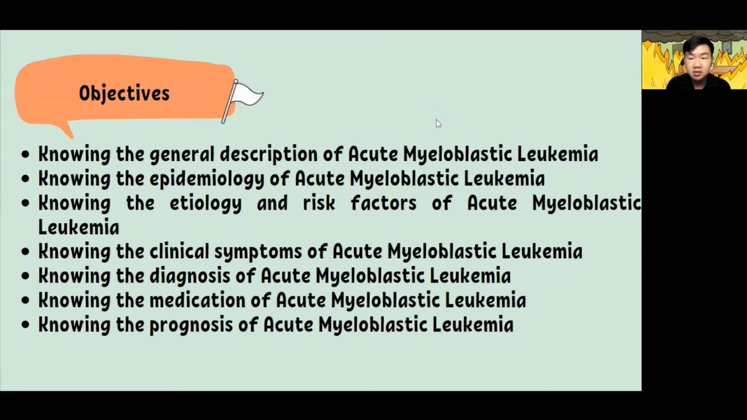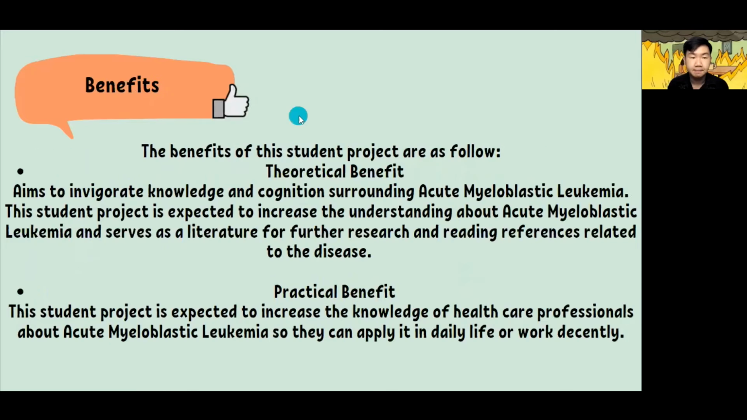The next one is our objectives. The first one is knowing the general description of AML, knowing the epidemiology of AML, knowing the etiology and risk factors of AML, knowing the clinical symptoms of AML, knowing the diagnosis of AML, knowing the medication of AML, and the last one is knowing the prognosis of AML.